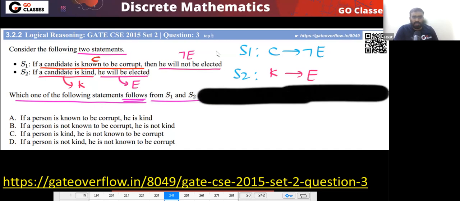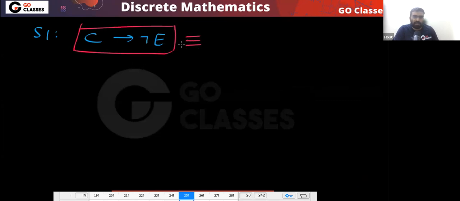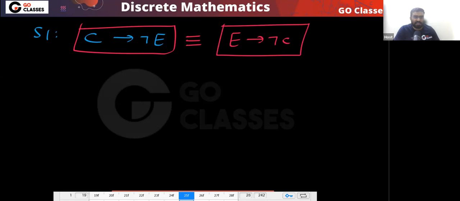First of all, you tell me one thing. Can I say this is contrapositive? What is S1? S1 is C implies negation E. What is the contrapositive of this? This is equivalent to the contrapositive, do you agree? E implies negation C. So you can write E implies negation C. Now what is S2? S2 is K implies E.